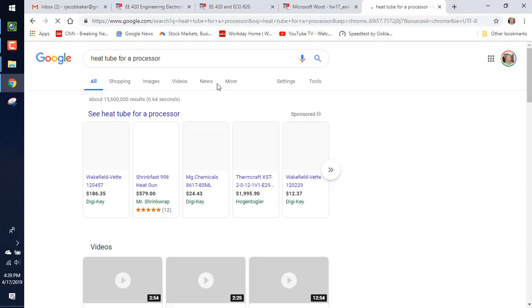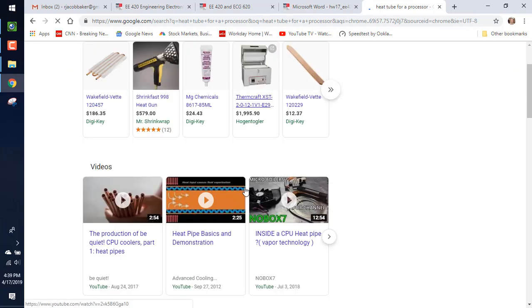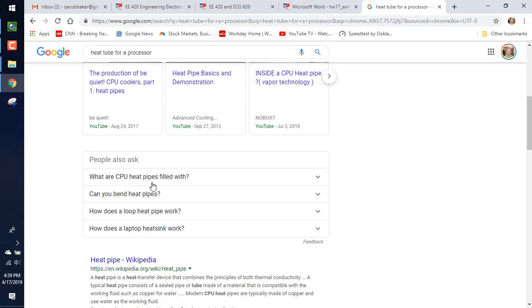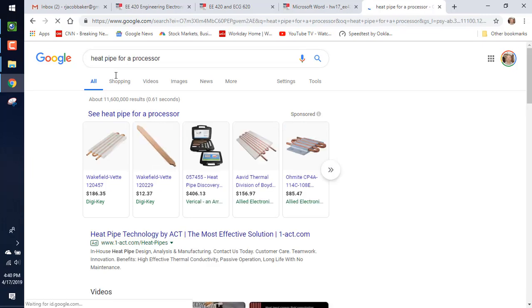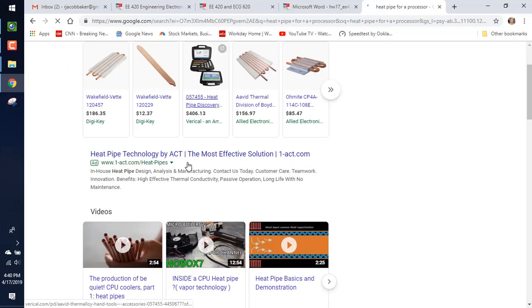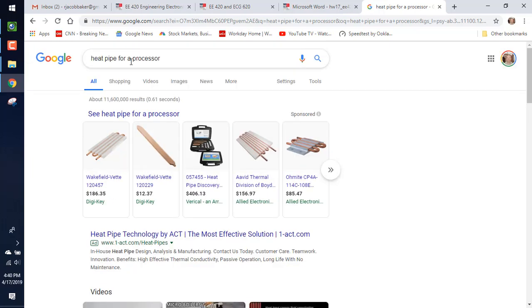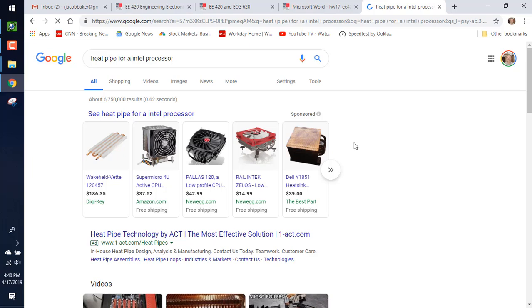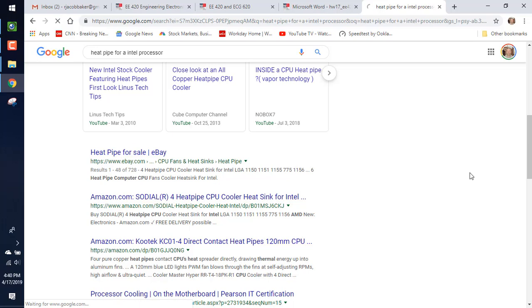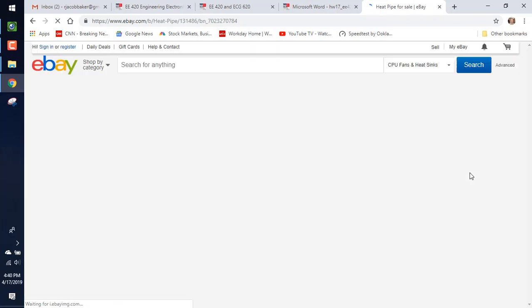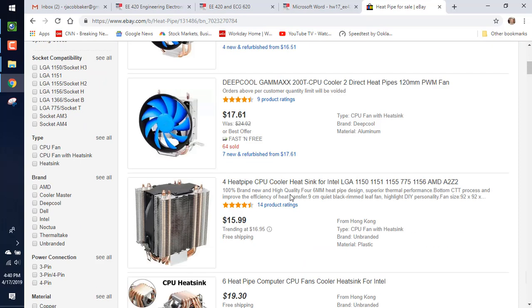Let's see. That's kind of what they look like. Heat pipe. That's a better heat pipe. Let's use that. Yeah, like that. They come out, but they have a, let's do Intel processor. I put my specific processor number in, and so it'd pop up for the particular heat tube.